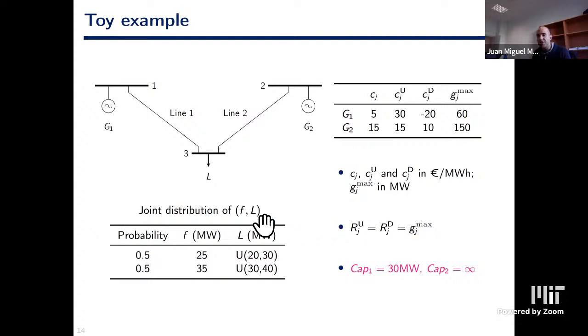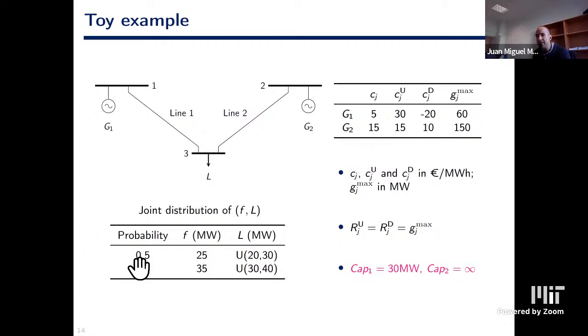Now we consider the following very simple joint probability distribution of the point forecast F and the actual aggregate net system load. This is something that we don't know. This is something that we are just assuming because we need to do simulations and to do the example. But in reality, we don't know this joint distribution. This is the distribution from where the data sample comes from.